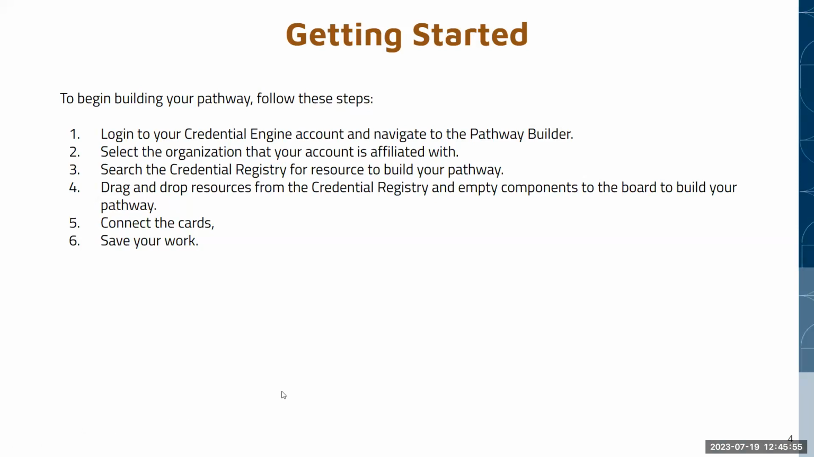To begin building your pathway, first you're going to need to log into your Credential Engine account, navigate to the Pathway Builder, select the organization that your account is affiliated with, and then begin to search the Credential Registry, drag and drop resources onto the board, connect cards, and save your work. Instead of memorizing this list, we're going to go through some screenshots that will walk through this process.